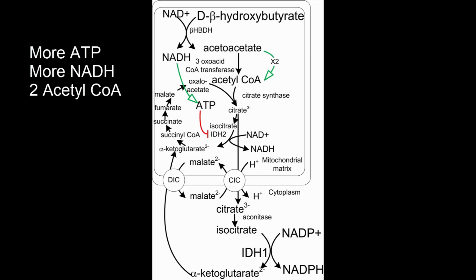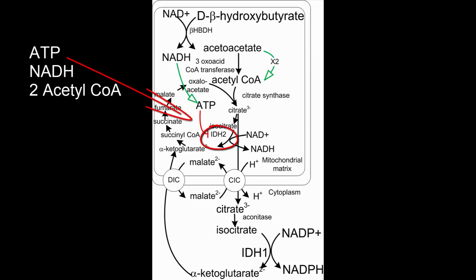This drawing of a mitochondria shows the effect of adding the 2-acetyl-CoA and the NADH, which leads to more ATP. The ATP is going to inhibit the enzyme isocitrate dehydrogenase 2. So we're going to pour more starting material in and suppress the cycle just a little bit downstream, and this will raise the concentration of citrate.